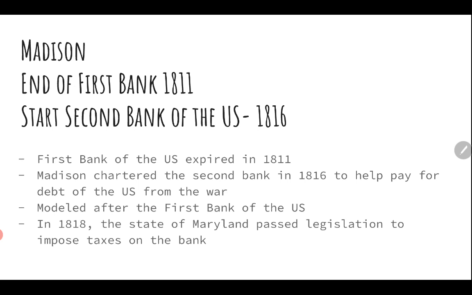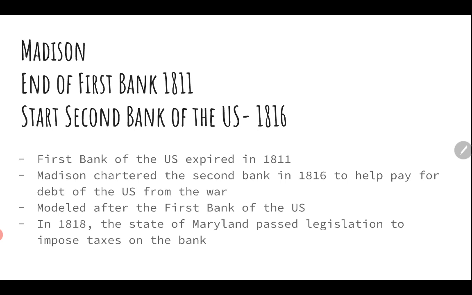So this is where we get to the first Bank of the United States and then the beginning of the Second Bank of the United States. The first Bank of the United States is going to expire in 1811. Madison, that is a very strict constructionist thing. But after the War of 1812, we are in debt again. So what does Madison have to do? He has to make a second Bank of the United States, which looks exactly like the first Bank of the United States. And some people still do not want to have a bank.